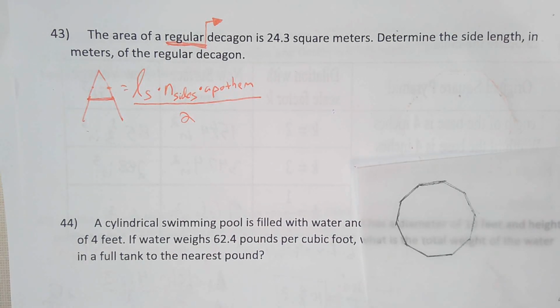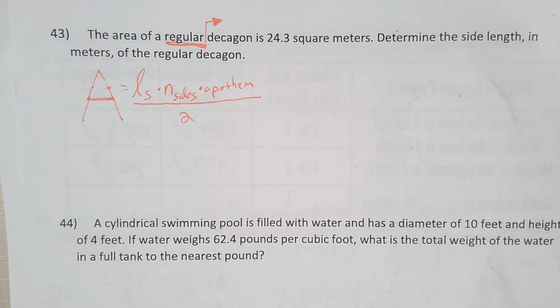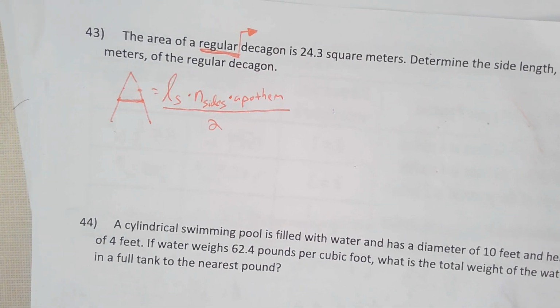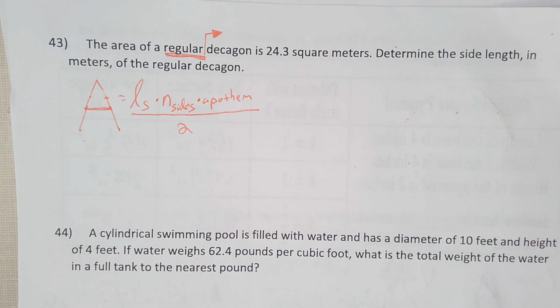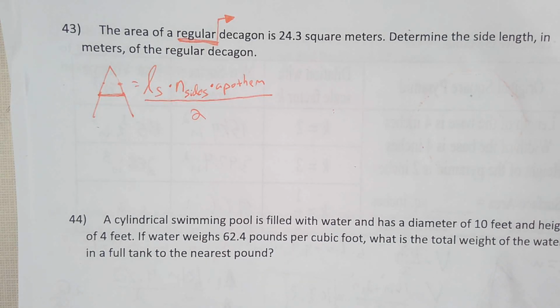All right, here's number 43. Going on until I don't have any more room. Let's go. Here's a regular decagon, and the area is 24.3 square meters. Determine the length of each side.